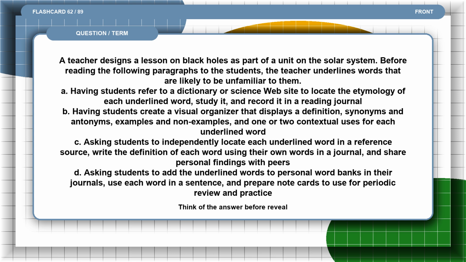B. Having students create a visual organizer that displays a definition, synonyms and antonyms, examples and non-examples, and one or two contextual uses for each underlined word. C. Asking students to independently locate each underlined word in a reference source, write the definition of each word using their own words in a journal, and share personal findings with peers. D. Asking students to add the underlined words to personal word banks in their journals. Use each word in a sentence, and prepare note cards to use for periodic review and practice. Pause and think of the answer before the reveal.